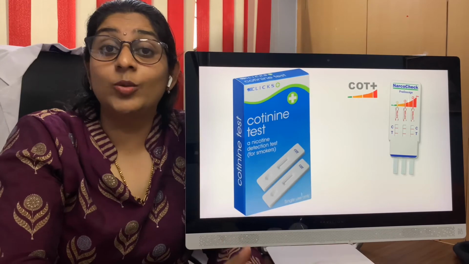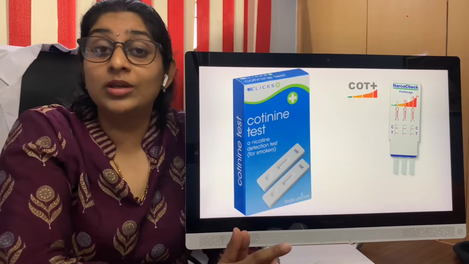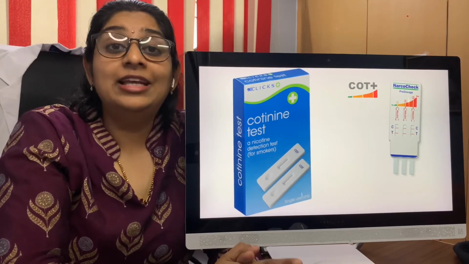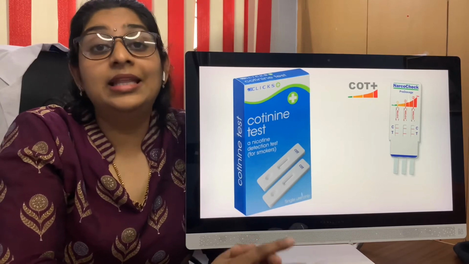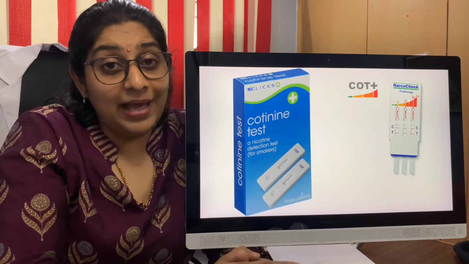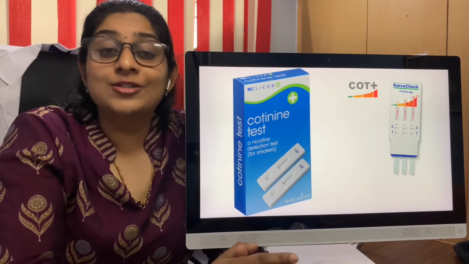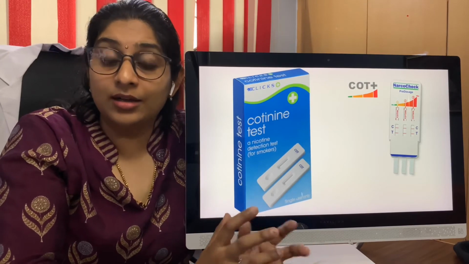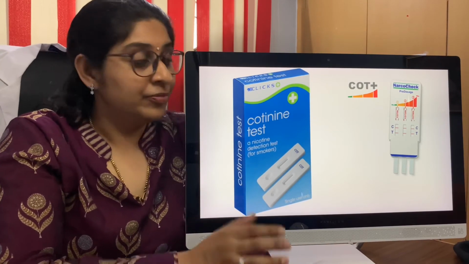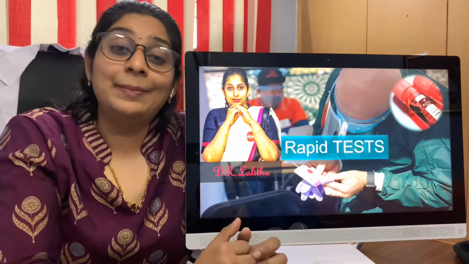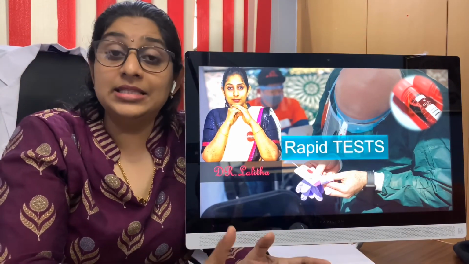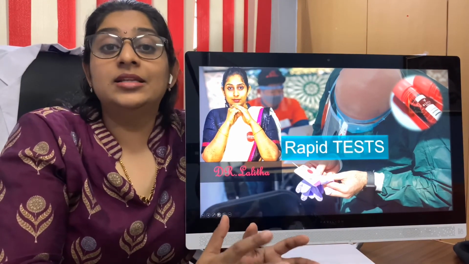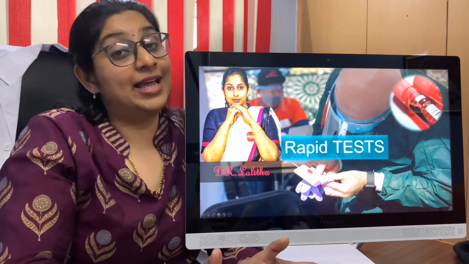Even if you are doing business with a corporate, for each and every employee they send, they would ask you for drug panel testing. So make sure you also procure these cotinine tests or cards and keep them in your diagnostic center. So this is about the rapid cards or tests available in India, as well as which need to be kept in your diagnostic center.